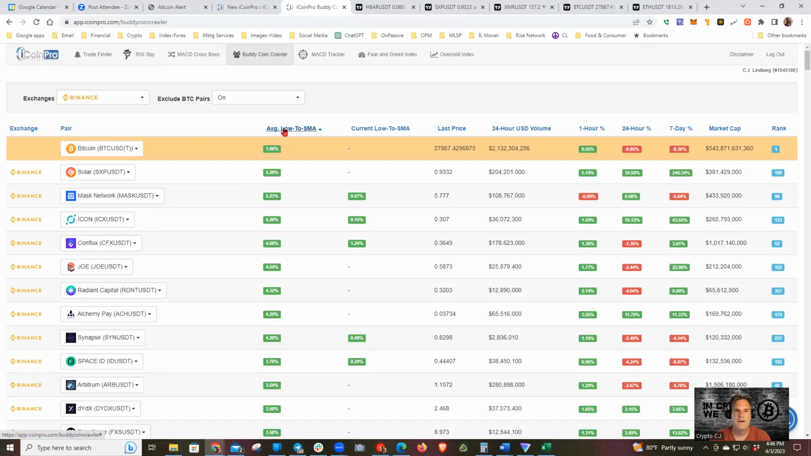In this column here, the average low to the SMA. The low is a 24-hour low, and then the SMA is that red line you see between my Bollinger Bands. So 4% or higher usually indicates there's some room to move. We've looked at SXP already.